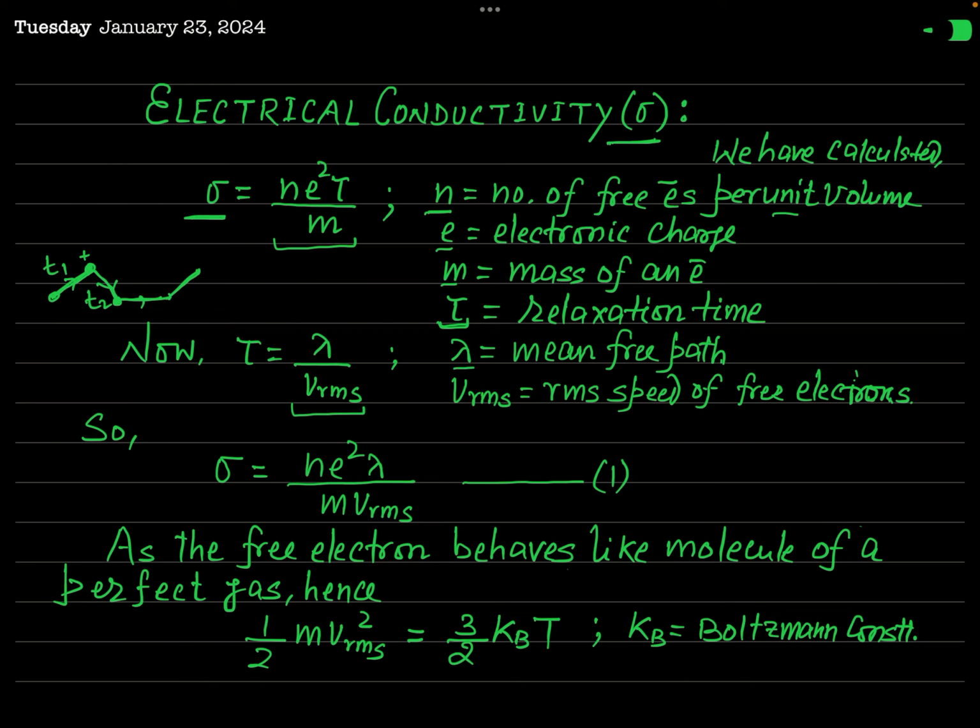Here lambda is called mean free path, and mean free path is the average value of the free paths. If you say that the distance between the first two collisions is lambda 1, between the second and third collisions is lambda 2, and between the third and fourth collisions is lambda 3, then when you obtain the average of these lambda 1, lambda 2, lambda 3, you get lambda, and this is called mean free path.